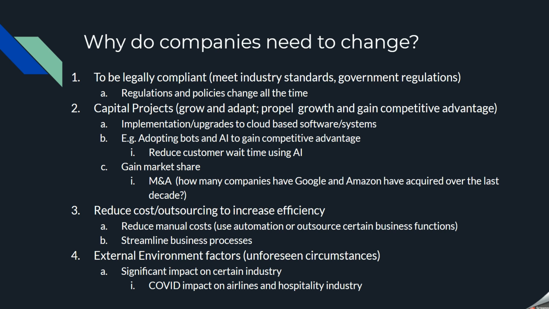Number two, capital projects. Companies engage in capital projects to grow and adapt. This is really more to propel growth and gain competitive advantage within their market. This sometimes includes implementation or upgrades to cloud-based software and systems or SaaS-based solutions. This can be adopting automated bots and AI to gain competitive advantage.